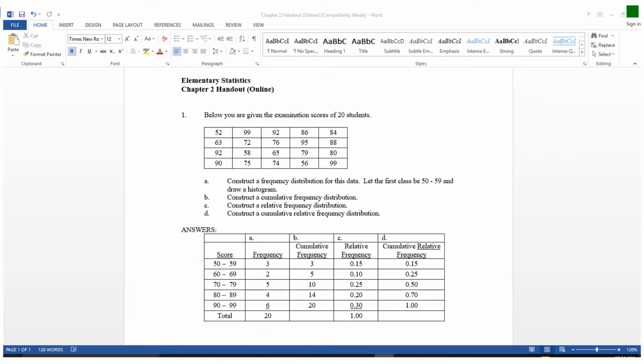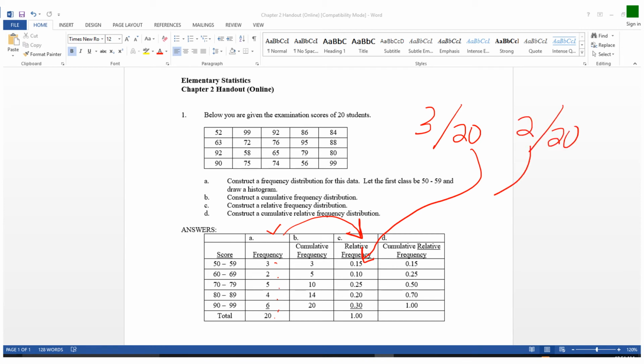Okay, now, once you get your frequency count, I'm going to make sure you understand how to get the relative frequency. What you basically do is take each of these individual frequency counts and divide by 20. So if I take 3 and divide that by 20, that gives me 0.15. If I take 2 and divide that by 20, that gives me 0.10 and so forth. You take each of these and divide by 20. That's going to give you your relative frequency.